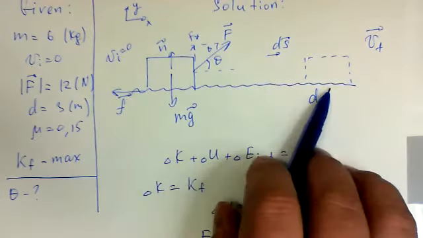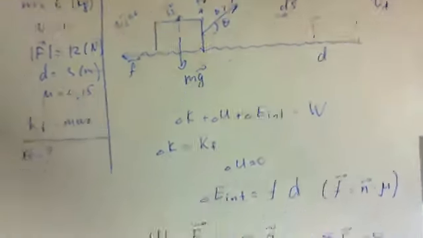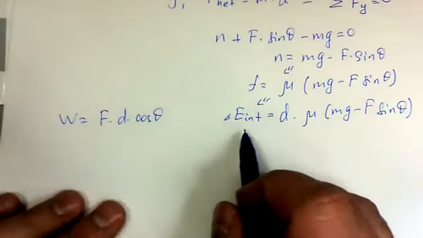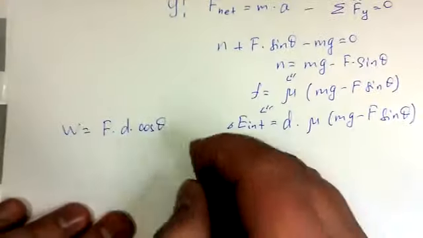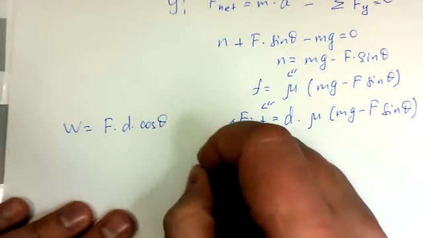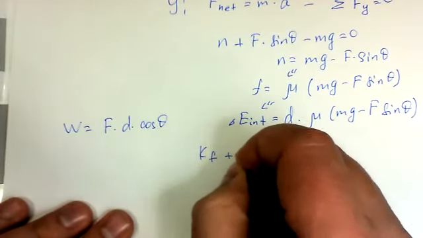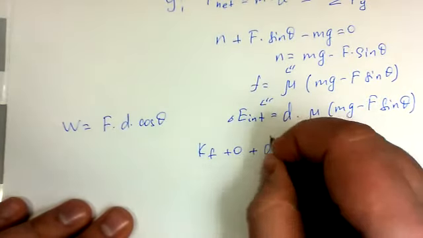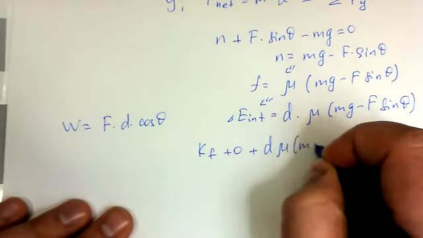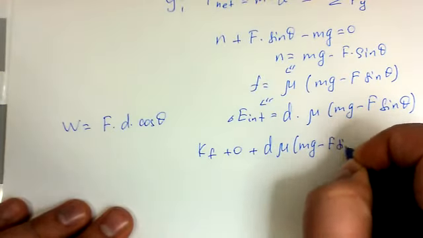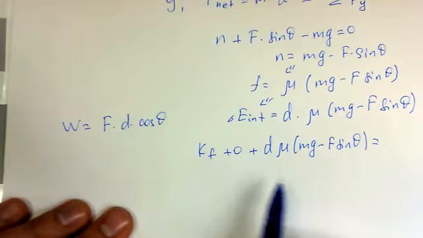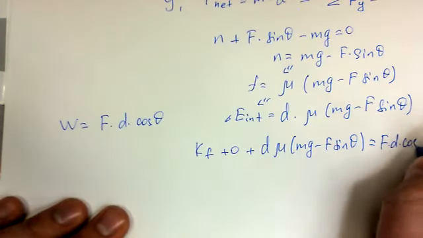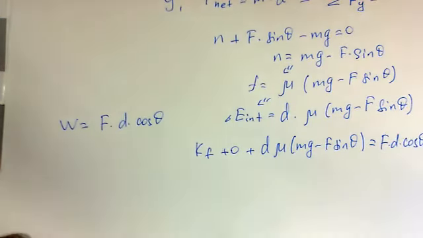Because the integral from 0 to d of dx would be just d. So that's f d cosine theta. Now let's collect all together. So the change of kinetic energy, which is just T final, plus 0, the change of potential energy, plus the change of the internal energy, d mu mg minus f sine theta, equals the work done by the external force. So this is f d times cosine theta.